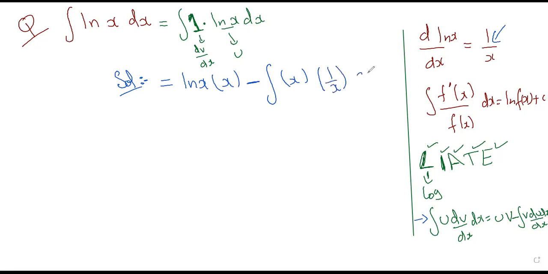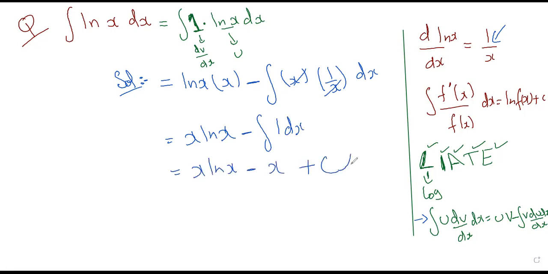x dx. We can cancel these out. We will get x ln x minus integration of 1 with respect to dx. It would be x ln x minus x plus c. This is how you basically integrate it. Are you clear with this? Yes. Perfect. Okay. So any questions?